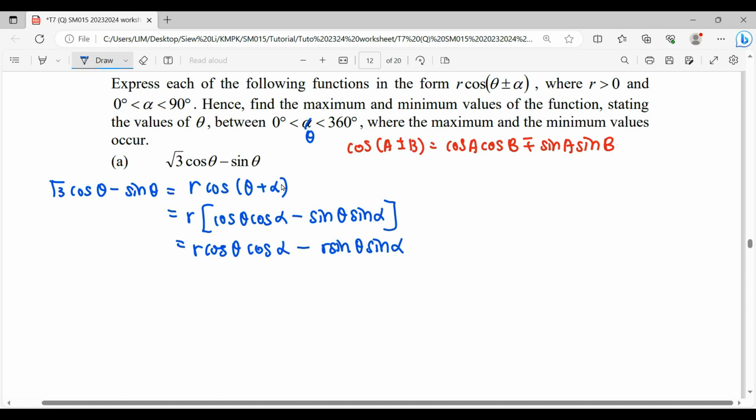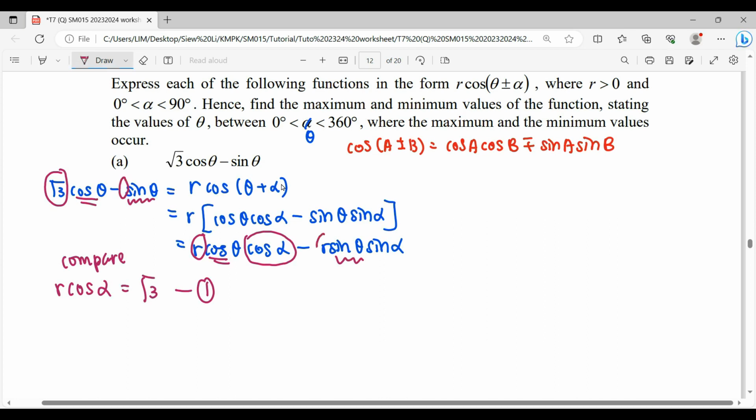Continue expansion. From here, we can compare our term involving cos theta. This is the coefficient of cos theta. Therefore, r cos alpha equals 3 will be our first equation. Then we compare the second term for sin theta. The sin theta coefficient is 1, so the coefficient here is r sin alpha. Here will be our equation 2. So we have r and alpha to find. We have two unknowns and two equations.